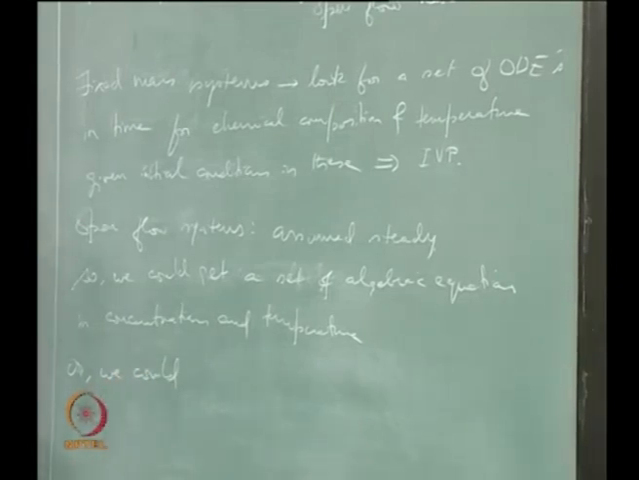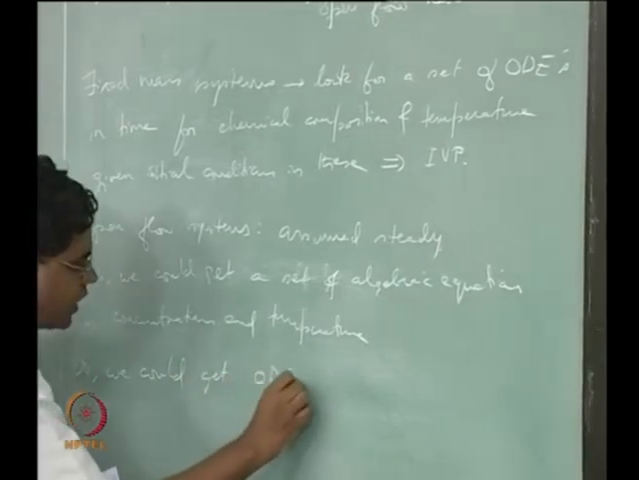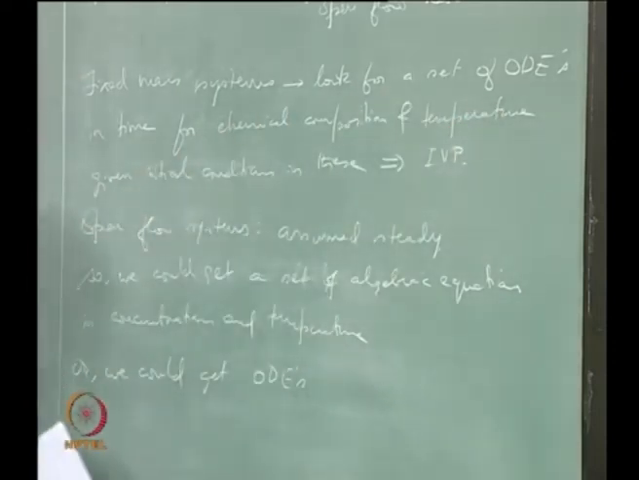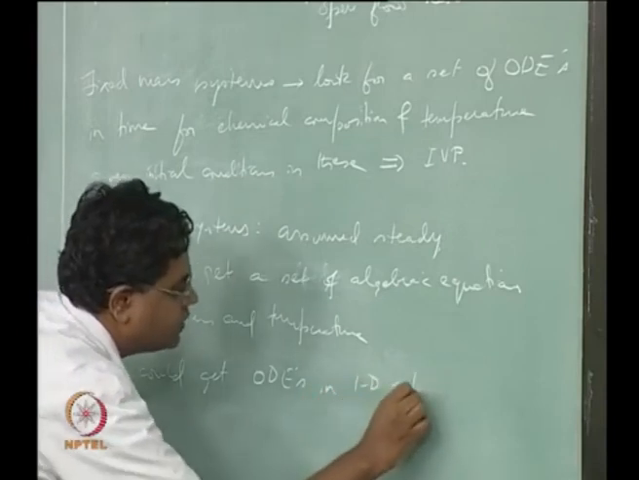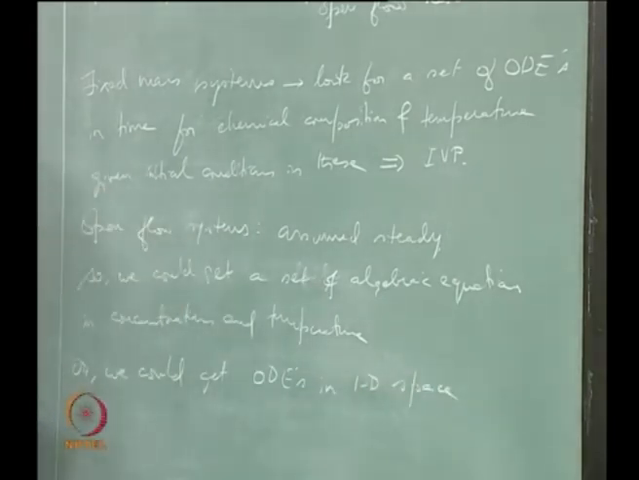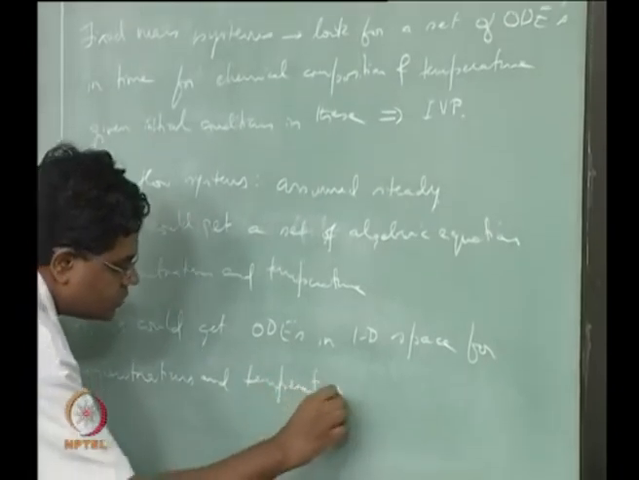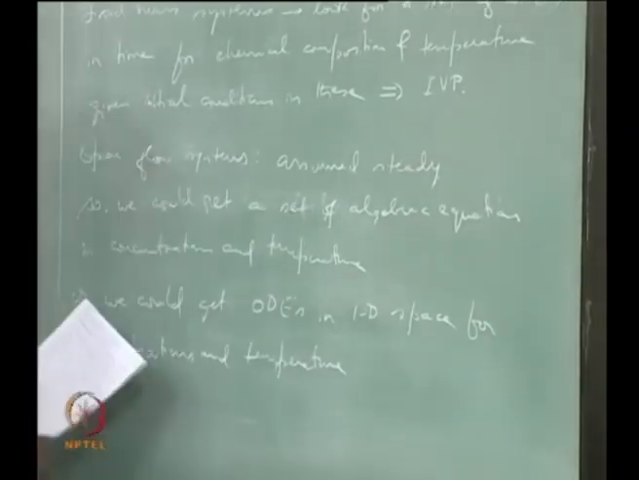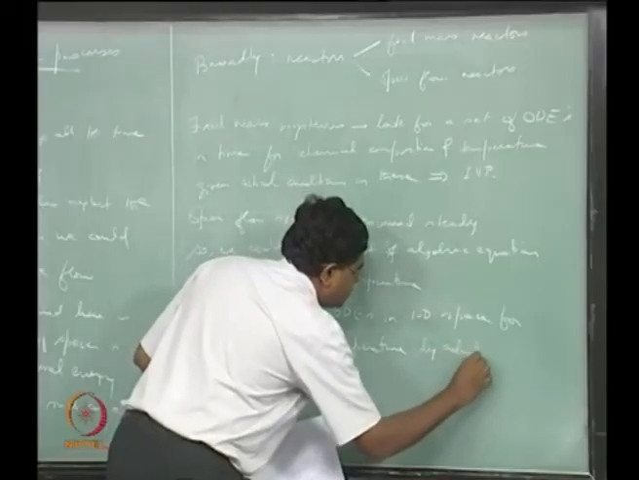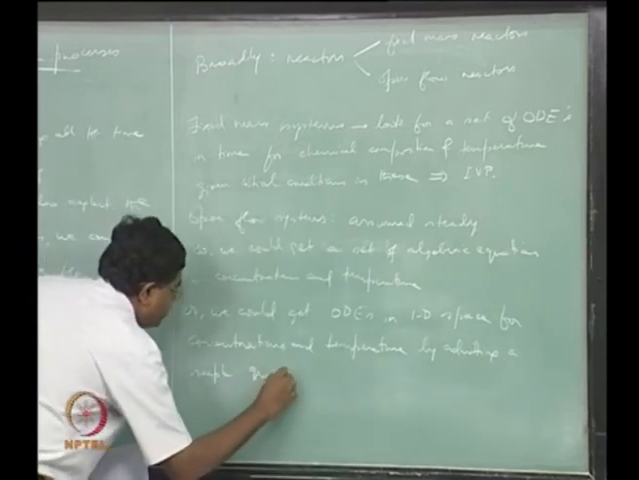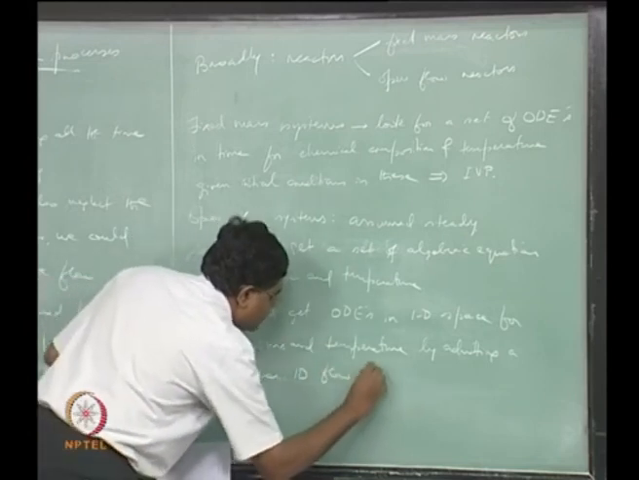So we could get ODEs again, but these are not ODEs in time, but ODEs in space. Okay, so ODEs in space, in 1D space. That's the reason why it's ODEs in space for concentrations and temperature, by admitting a simple, let's say, quasi 1D flow description.